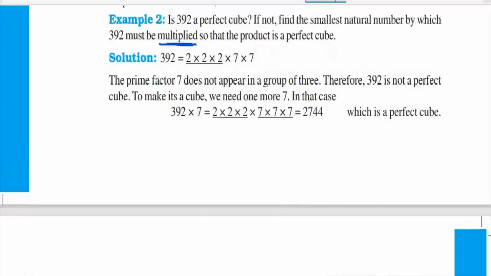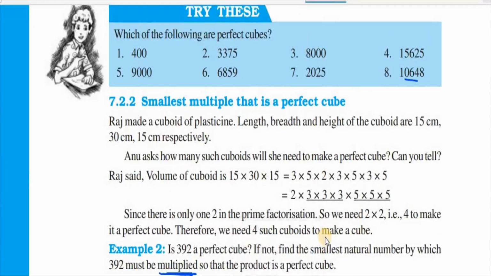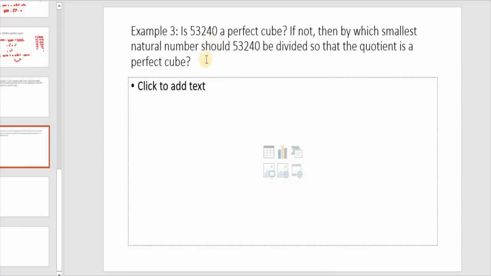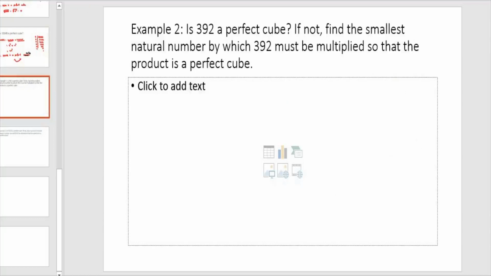Before we do these sums, I made a small mistake in the last sum we did. In the last sum, I wrote, is 10,640 a perfect cube, and in the last video we found that it is a perfect cube, but instead of cube I made a mistake and wrote perfect square. It should be a perfect cube. Okay, friends. So now let's do this sum.